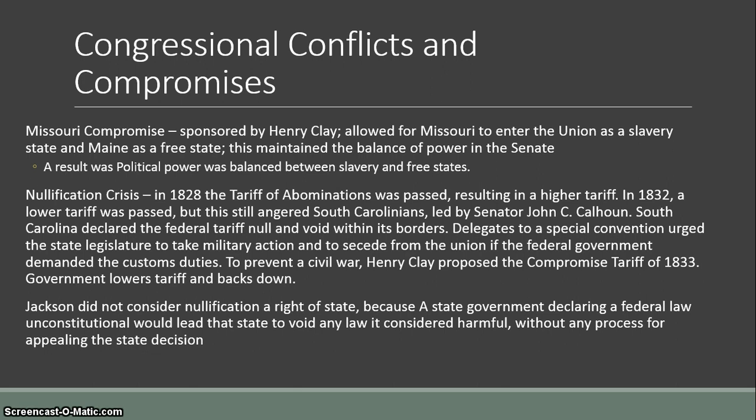And we want everyone to be equal. Because if someone gains power, we're fighting, and they didn't want to do that. The nullification crisis happened in 1828, and it was the passage of the Tariff of Abominations. Basically, there's a super, super high tariff on all goods coming into the United States.